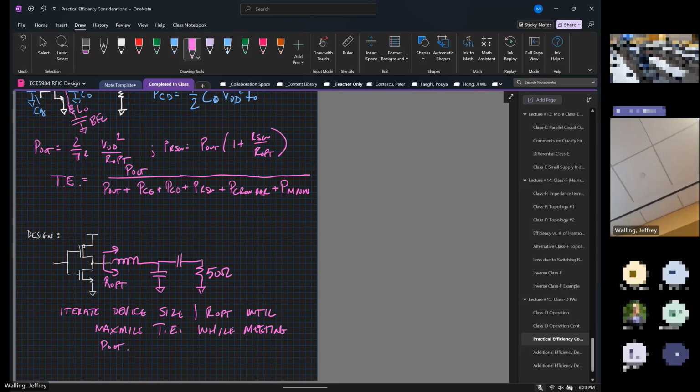So the design in this type of thing is we're going to iterate the device size and the termination impedance until we maximize the total efficiency while meeting our power output requirement. And how do we do this? I just write a giant MATLAB script that takes into account all of these things and uses a while loop and just goes through until the design is solved.